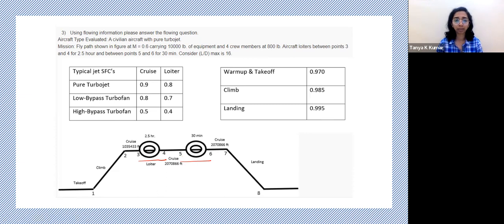And they've given you L by D max. All of these values here are the SFCs, the fuel consumptions. Just look at the flight profile. You have a takeoff, you have climb, it cruises for some range, and it loiters for some duration, then cruises again, loiters, cruises, lands. So this is your flight profile. Now let's look at the questions.